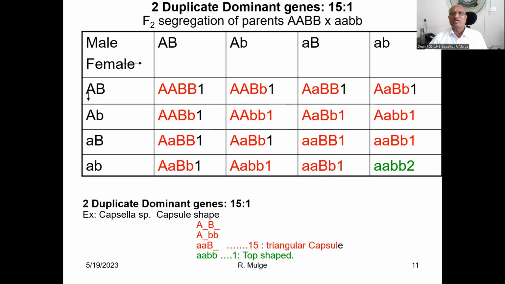So duplicate dominant gene action. Duplicate means both genes. At least one allele in dominant condition, you'll get that. Either of the genes, any one allele in dominant condition, you will get one kind of phenotype. If that condition is not matched, the only possibility is both the genes are in homozygous recessive condition. So that is the other kind. So only two types of phenotypes, 15 is to 1 ratio you are getting.